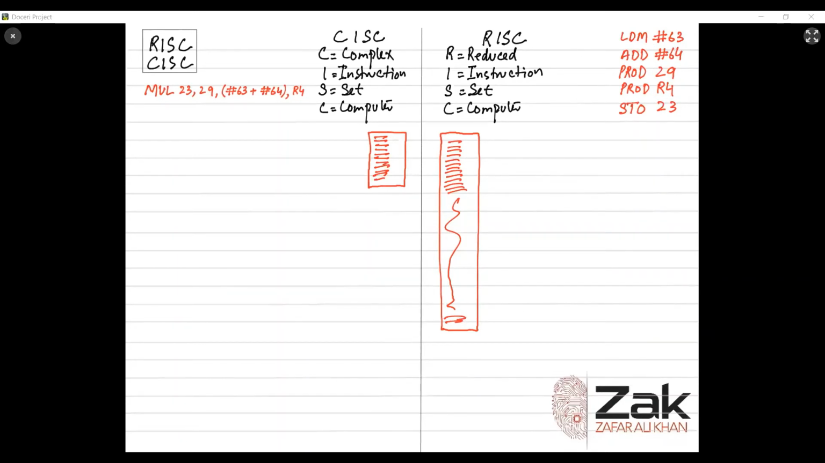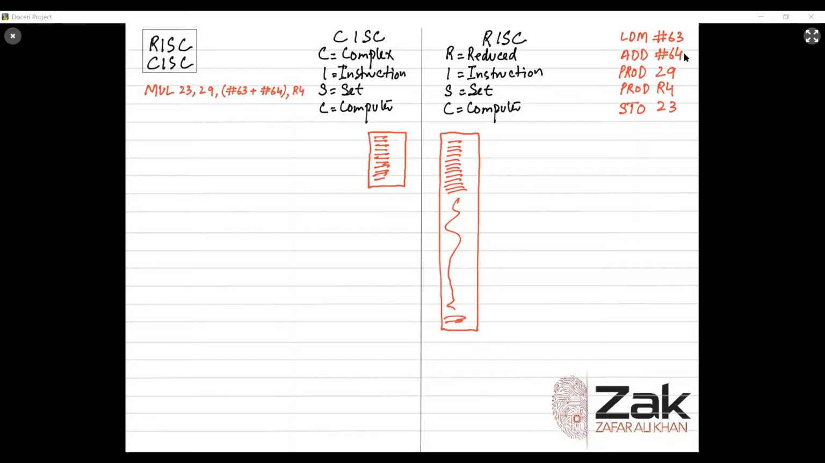Afterwards, whatever the result, let's say R4 is the name of a register. The way we can name memory addresses, we have names of the processor registers as well. So there is a processor register called R4, register 4. So the content of register 4 will be multiplied with the content of the accumulator, and then whatever the result, that will be stored at location 23. So first of all, what happened? LDM 63, the accumulator is loaded with 63.